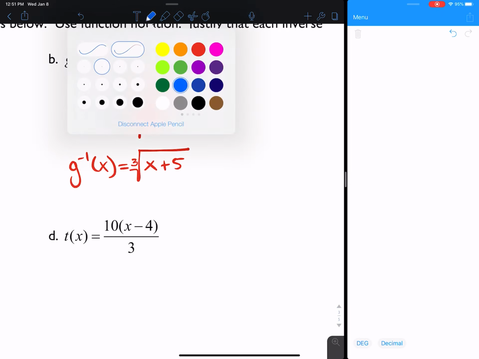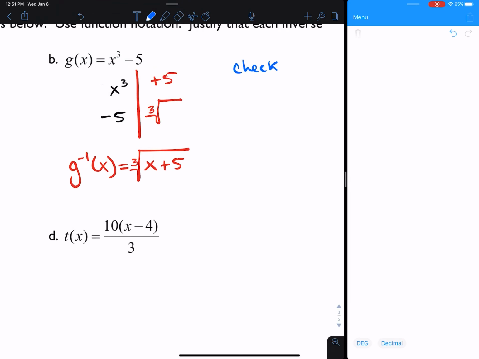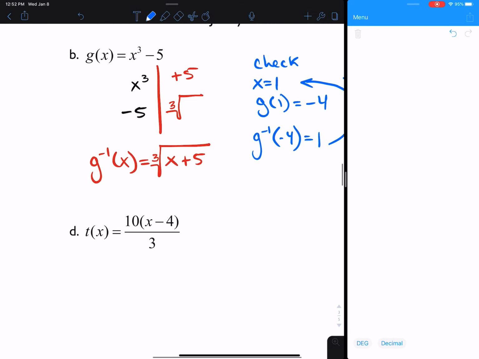I'm going to go ahead and check it. So to check, I'm going to choose a value. This time I'll choose 1. So g of 1 equals, let's see, 1 cubed is 1, 1 take away 5 is negative 4. Okay, so now I'm going to input negative 4. That's now the input of g inverse of x. So g inverse of negative 4 is equal to, let's see, negative 4 plus 5, that's 1. The cube root of 1 is 1. So notice how that takes me back. Perfect. Check. That works. Okay, that's B.